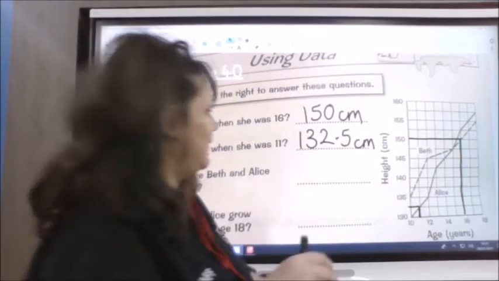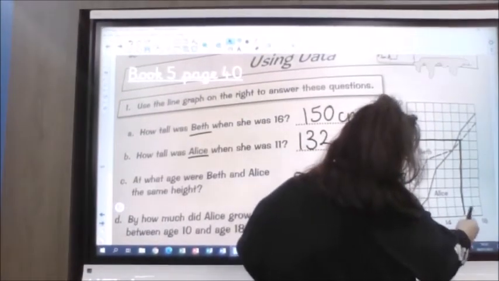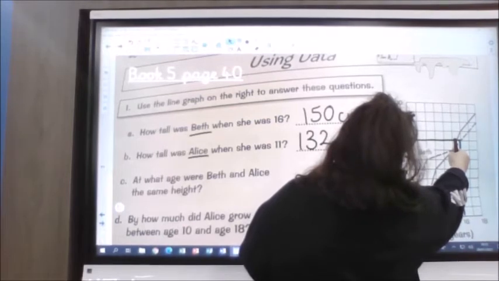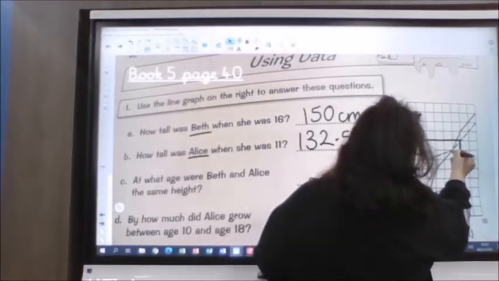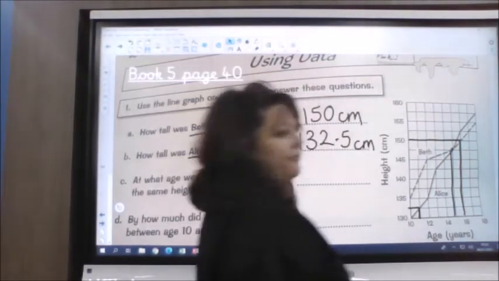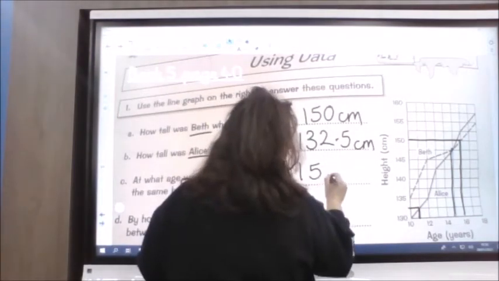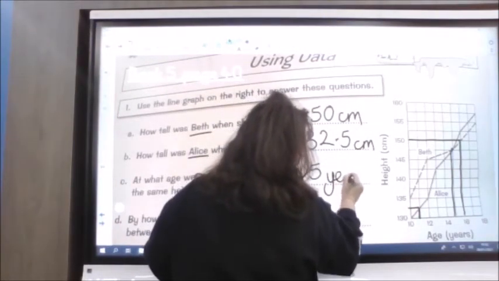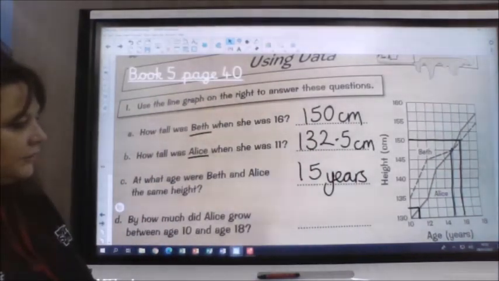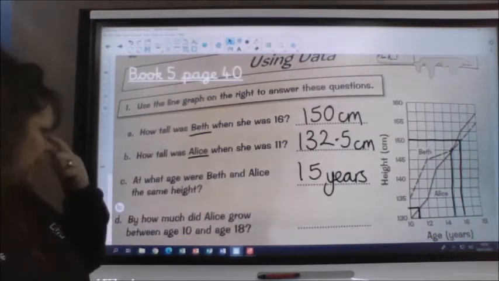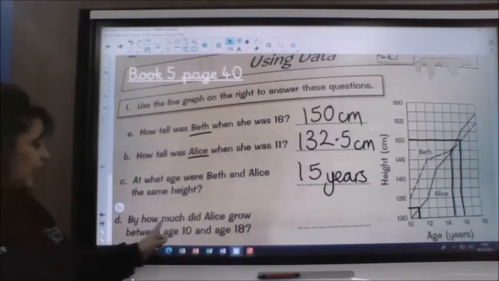Okay, how did you get on? Let's have a little look then. So we've got 14 there, 16 there. I'm looking here. This is where they cross. So it's here. I'm going to use my ruler. And what age was it? 15. They were the same age, same height.